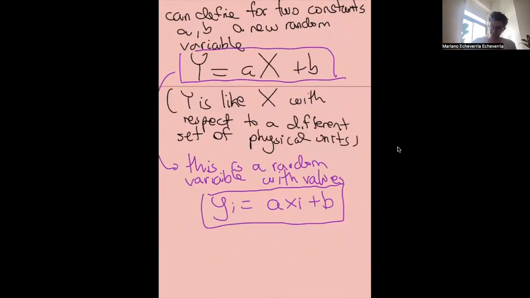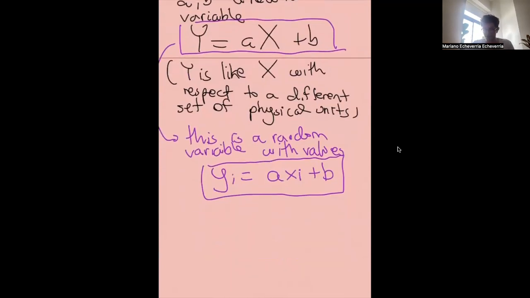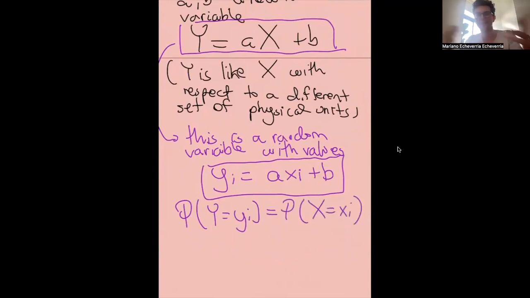So let's check first what happens with the expected value. The probabilities haven't changed, right? The probability that y equals y sub i is literally the same as the probability that x equals x sub i, because they're related in what's called a one-to-one fashion. So the pi's are preserved. Okay.